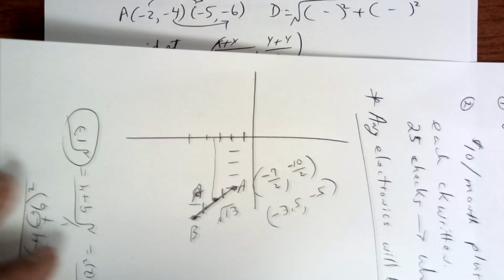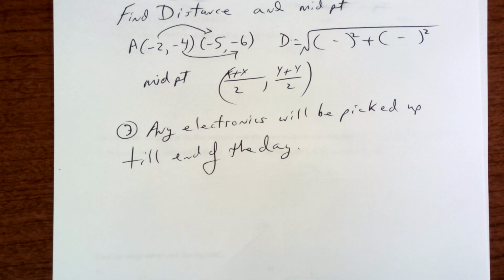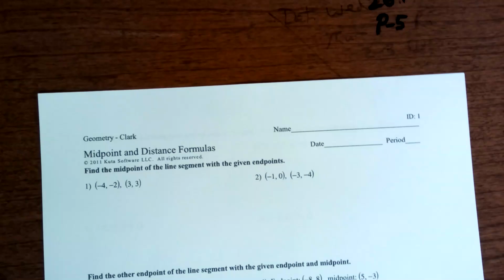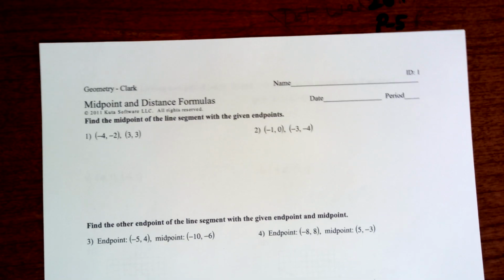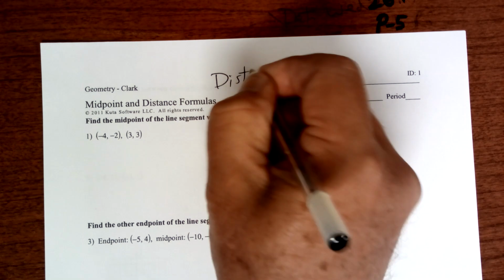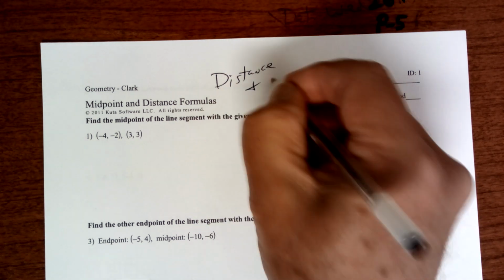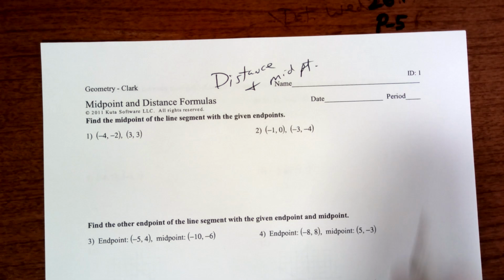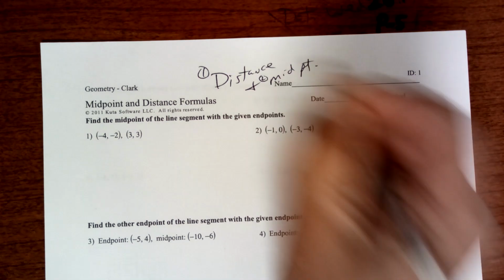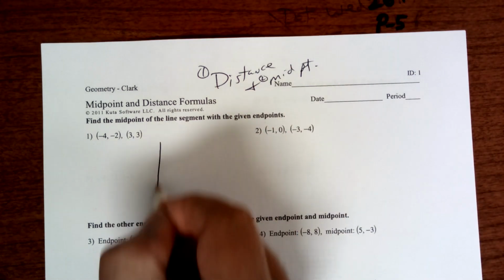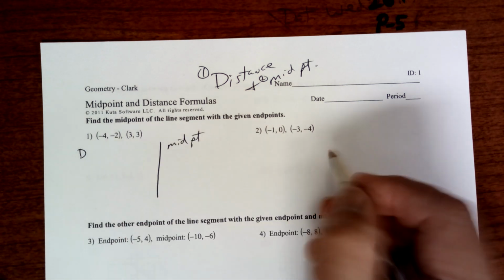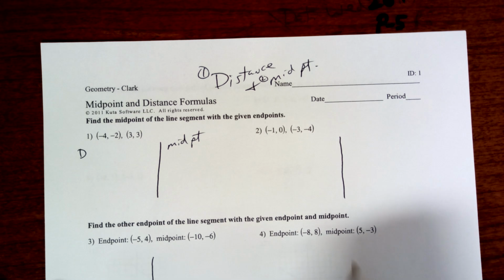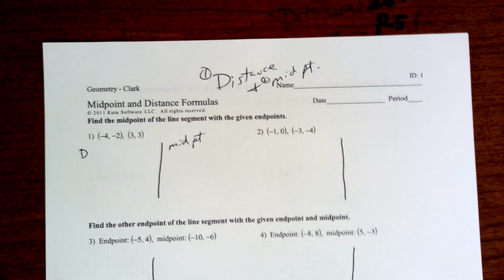Okay? Today you have a worksheet which looks like this. And again, we're going to watch a video, and I'll label this worksheet in a little while. Okay? I want distance and midpoint for each problem. Okay? So distance and midpoint. For all of these. I don't care what the directions say. I want distance and midpoint.